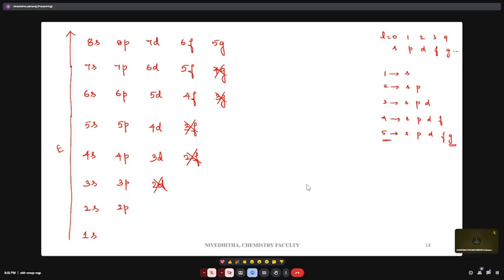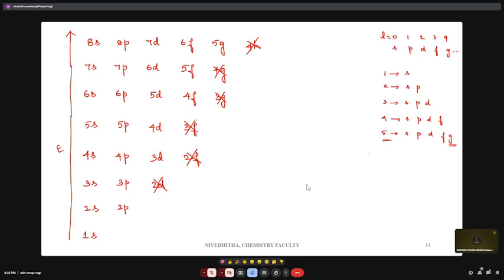That's it. From 5, we can subtract one number, 4. After G, it has to be H, but in 4, there is no H subshell. So we have to terminate this row. That's it. So we are done with this chart. Now I'm going to write the n plus l value for all these orbitals.